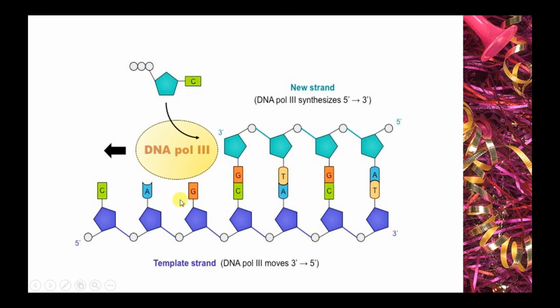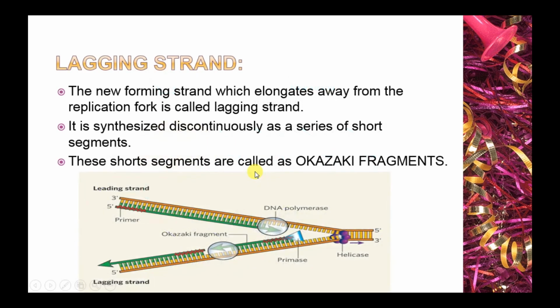Let's move toward the lagging strand. Now I have told you the new forming strand which elongates away from the replication fork is called the lagging strand. As you know, this point is the replication fork, and the lagging strand is present here. The lower one is the lagging strand. The lagging strand is always moving away from the replication fork.